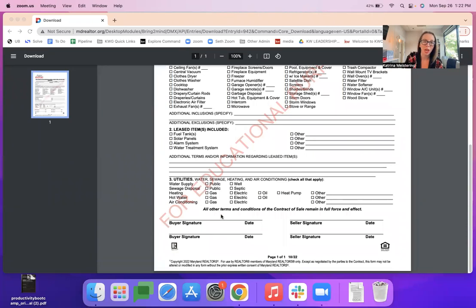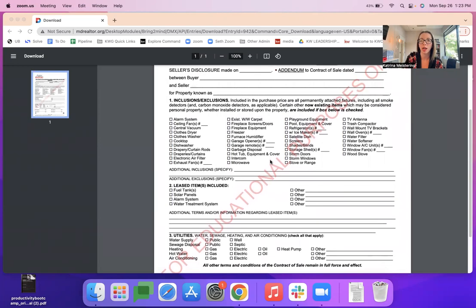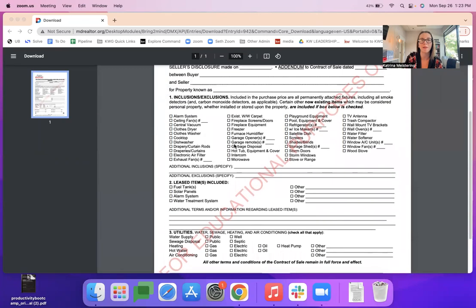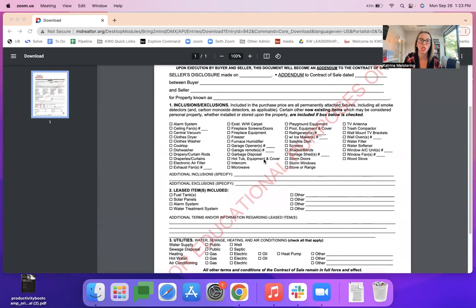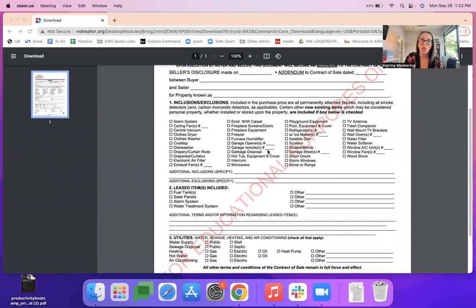Additionally, I do think it would be a good idea to either have your seller initial or re-sign the bottom of this form when you do have the contract finalized, because of that piece of making sure that they again review and testify that what is in the inclusions, all of this, is still the same and that nothing has changed from the time that you had the disclosure signed to when the contract is signed. That is your 2-minute tidbit on the disclosure of inclusions, exclusions, leased items, and utilities.